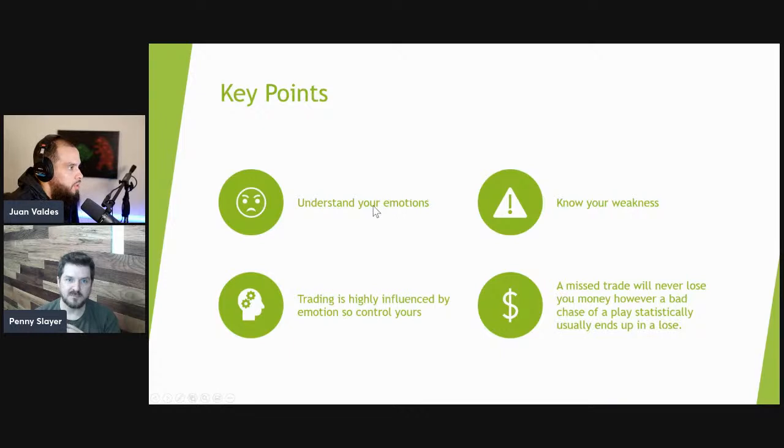So, key point: understand your emotions, know your weakness. Trading is highly influenced by emotions, so control yours. Or sometimes, use it to your advantage, right? Like if you see a stock that's on fire and it goes from $3 to $100, kind of like DWAC, sometimes there's going to be sympathy plays. So look for sympathy plays and try to trade those. There'll be a flock of people upset they missed the spike on DWAC, so they find the next thing that's related in its sector. You may find another one that has a big move.